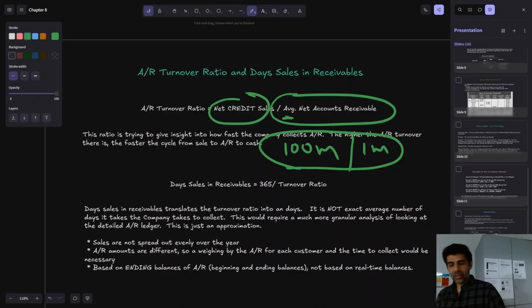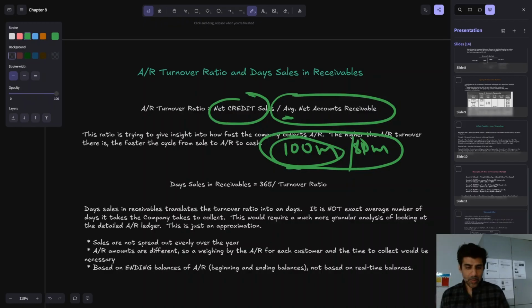Okay, and then the opposite is, let's say you had $80 million in accounts receivable. That means that you're still lingering, right? You made a bunch of credit sales, but a lot of that is still sticking around in accounts receivable. Okay, so your cash cycle is very long.